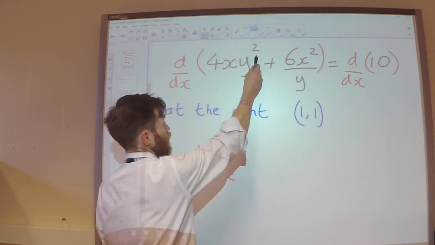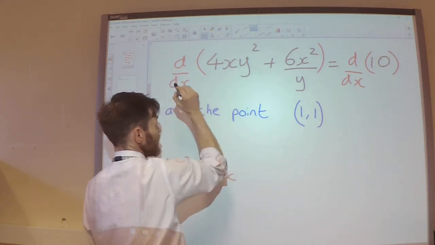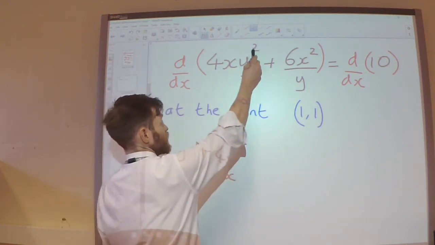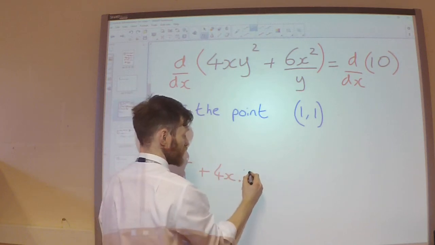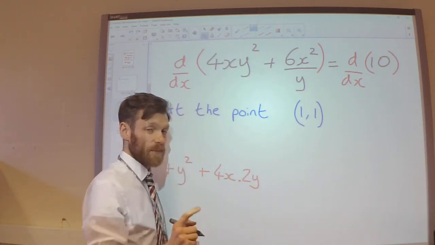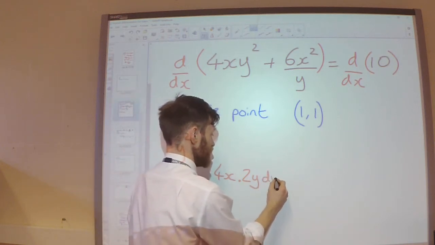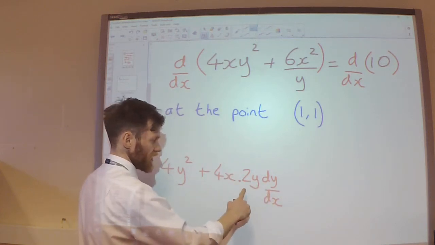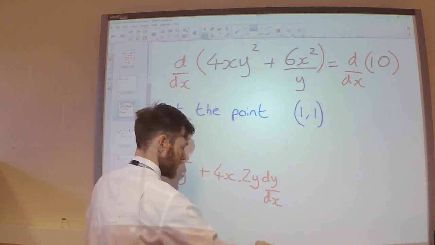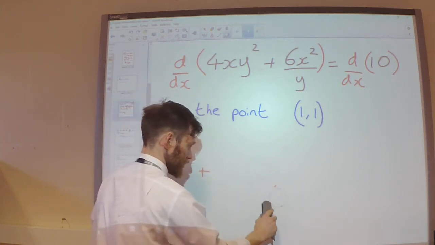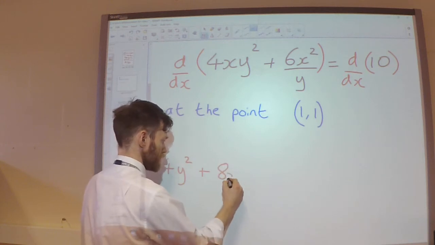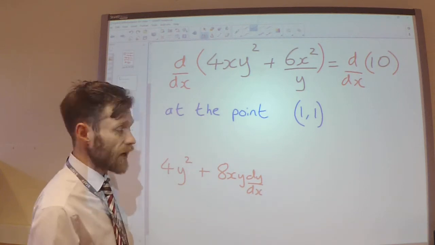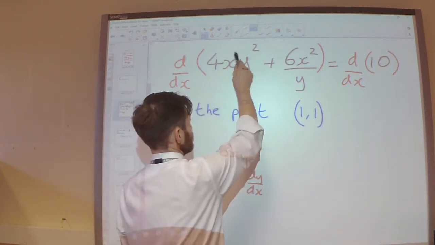Now, differentiating the y squared, I can't differentiate that with respect to x, but I can differentiate it with respect to y. So differentiating this with respect to y will give me 2y, and I'm allowed to do that as long as I multiply by dy by dx. So you can see this is going to simplify, so the 4 and the 2 will give me an 8. So I'm just going to rewrite that as an 8xy dy by dx.